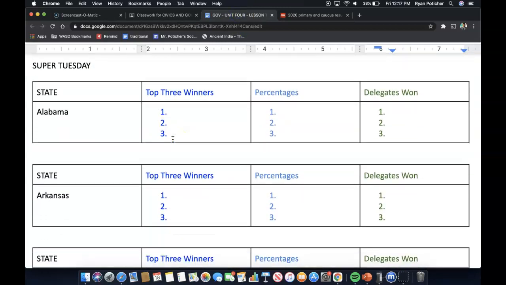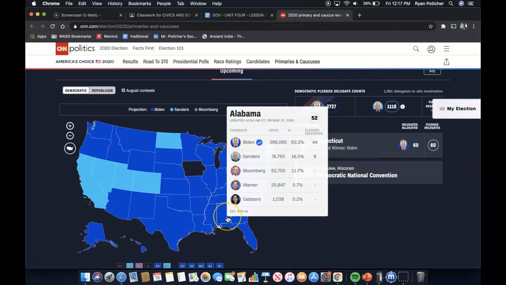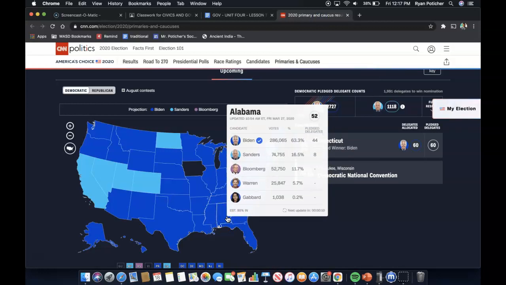So there you go. Let's move on to the next states: Super Tuesday. Let's break down these states one by one. Alabama is up next, located right here. Joe Biden came in first place, Sanders in second, Mike Bloomberg in third. Joe Biden won 63.3%, Sanders won 16.5%, Bloomberg won 11.7%. In terms of pledged delegates, Biden won 44, Sanders won 8, Bloomberg won 0.